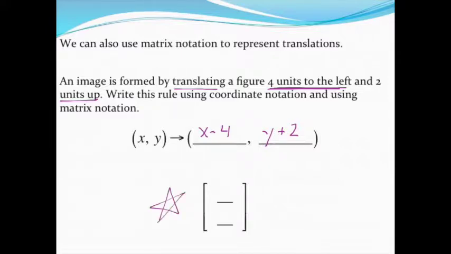Our new stuff is down here. We're going to use a matrix notation as well to represent a translation. Since I want to move 4 to the left and the top of this represents an x direction, all I'm going to do is set up a matrix with -4 on the top. Since our second row, as we said, would always represent our y, and we want to move up 2, I'll set up a matrix with 2 along the bottom. So we're going to start to see our rules now expressed this way.